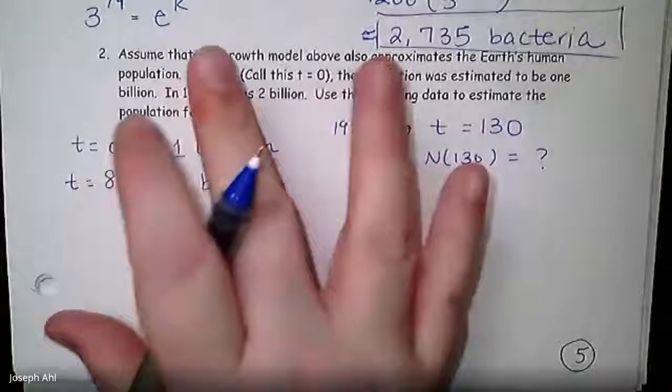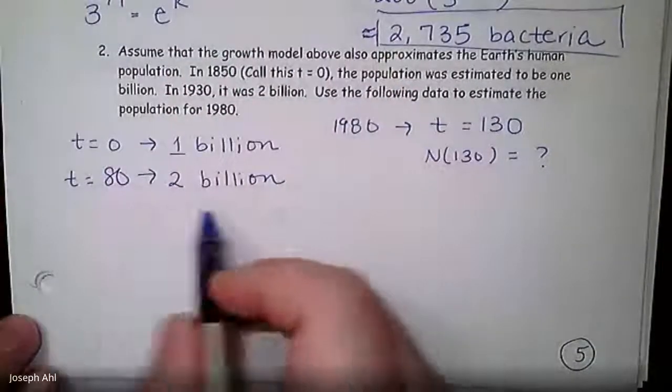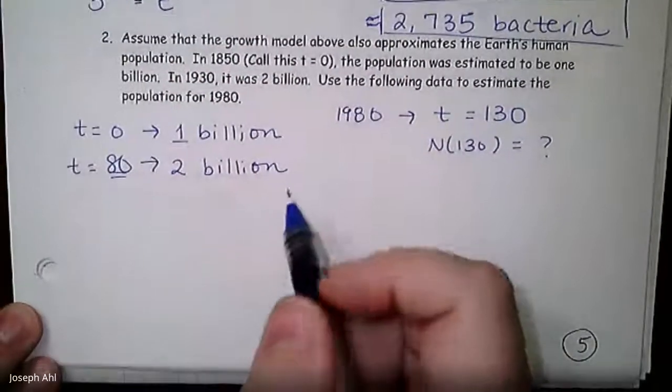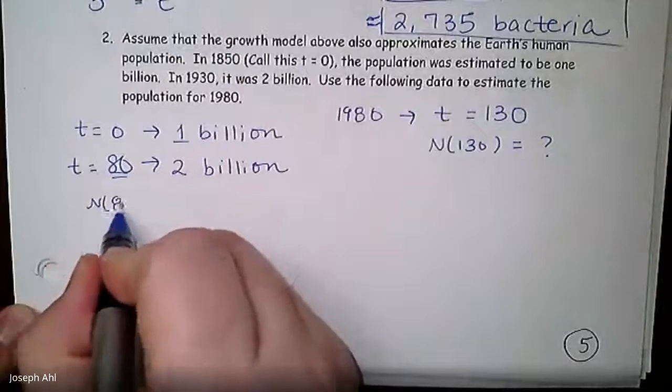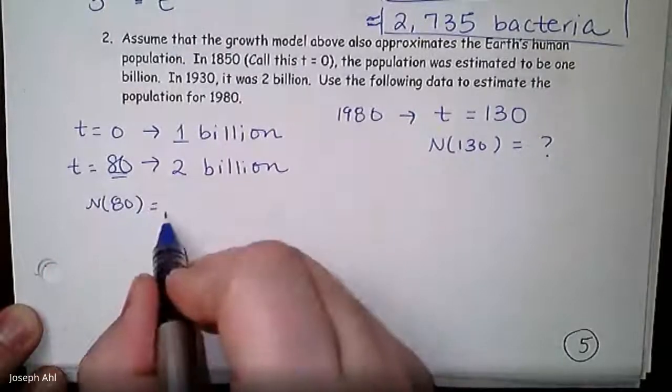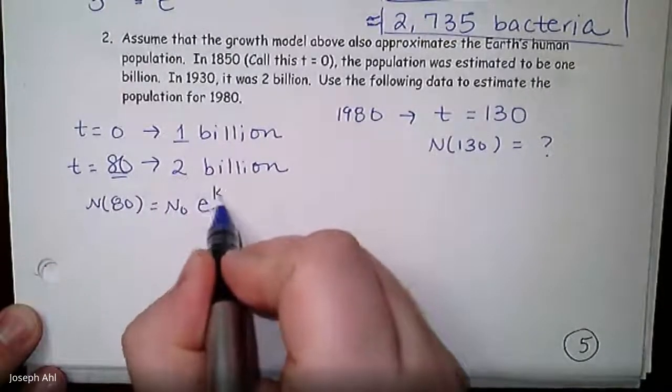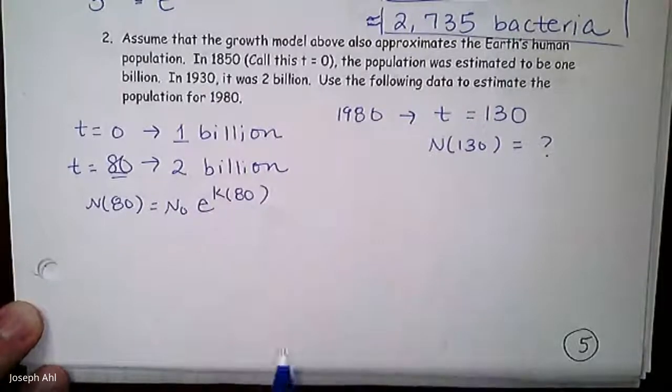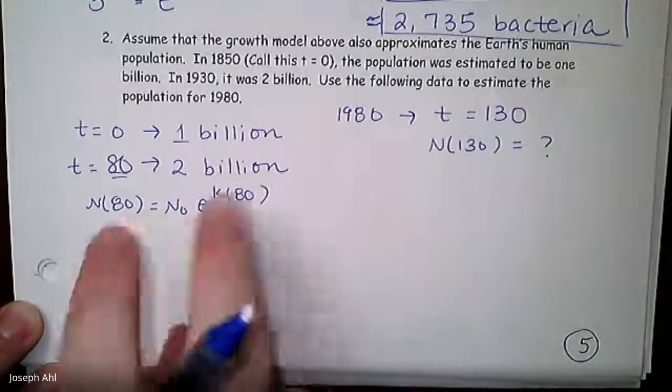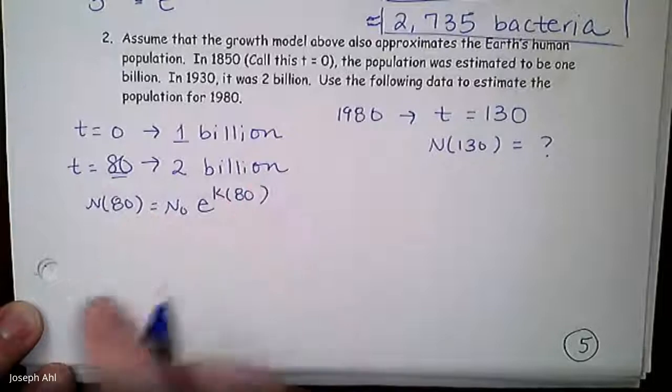So we have to find e to the k first, just like in the last one. I'm going to use the information about 80 years to do that. We know N of 80. N of 80 would be the initial amount, N sub 0, times e to the k times 80. That's just using the general formula from up above, plugging in 80 for t.